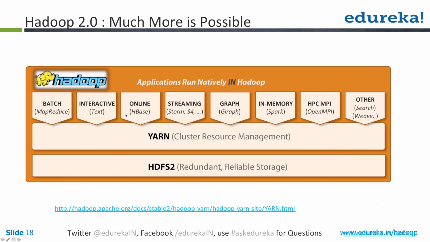Earlier, it was not possible to run anything other than MapReduce, which was the batch processing. So if you had to do any kind of streaming analysis, you had to move your data out of Hadoop and put it in a different location and then do streaming analysis.